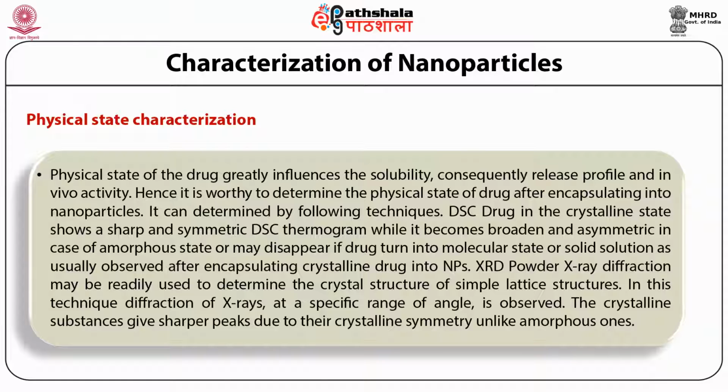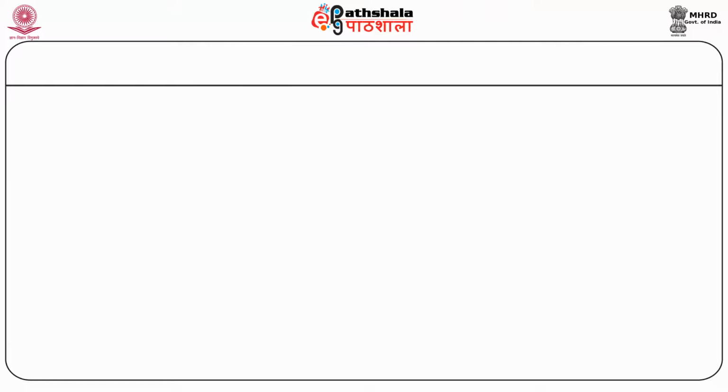Next technique is XRD. Powder X-ray diffraction may be readily used to determine the crystal structure of simple lattice structures. In this technique, diffraction of X-rays at a specific range of angle is observed. The crystalline substances give sharper peaks due to their crystalline symmetry, unlike amorphous ones.